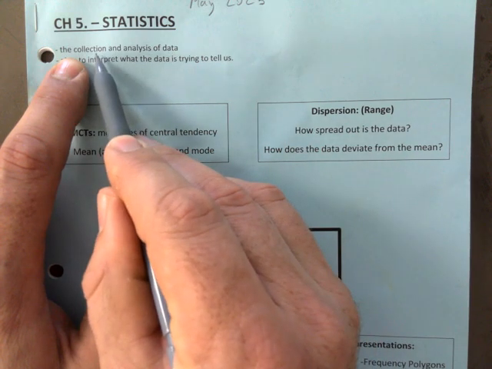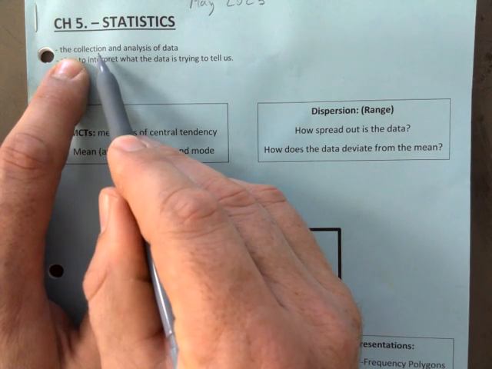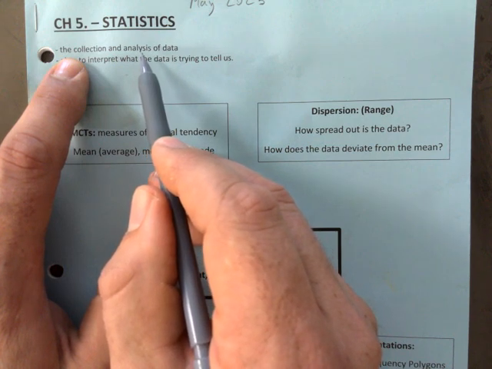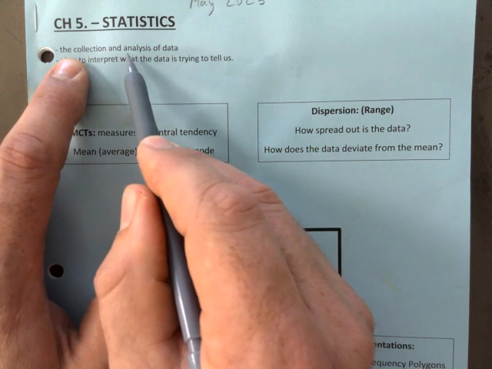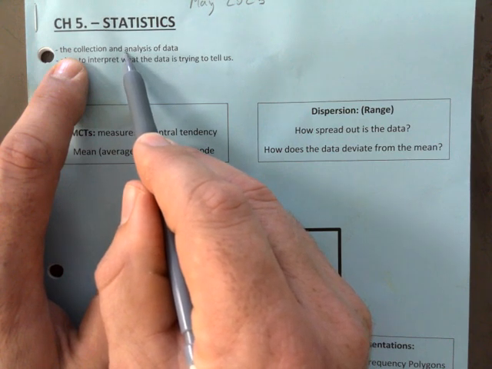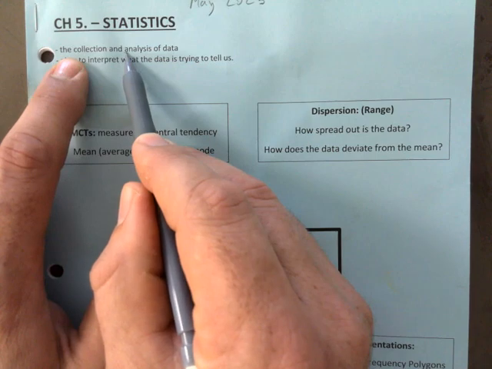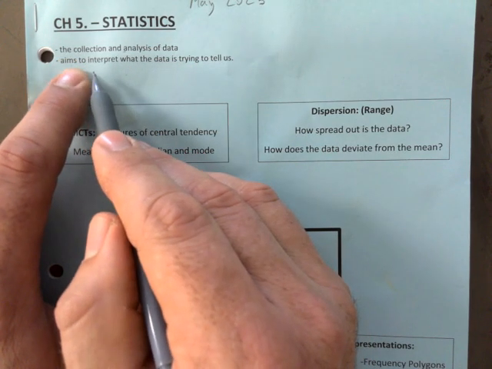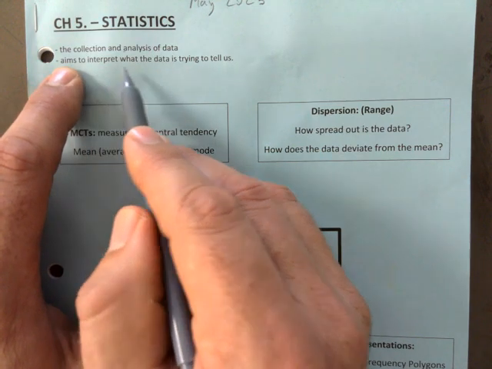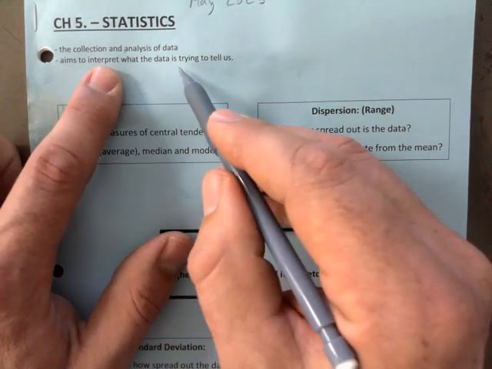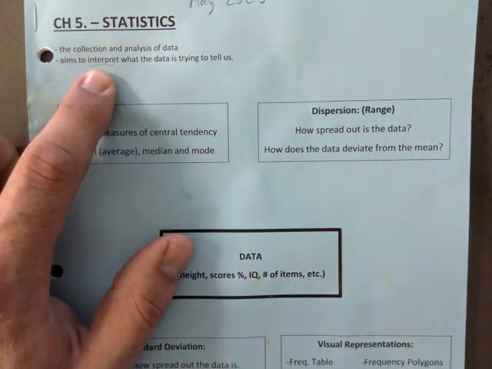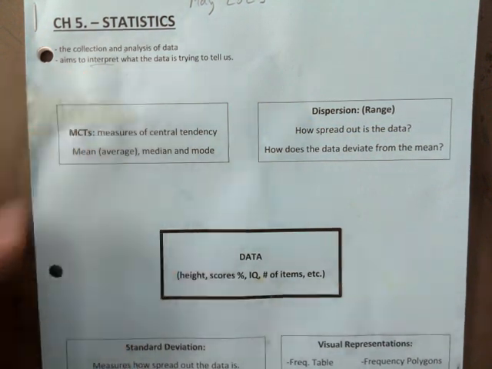So just having a bunch of numbers, just asking a bunch of questions and not really doing anything with it is pointless, right? But it's also important to know what the data is telling me, because you can make wrong conclusions if you don't know how to read it properly. It aims to interpret that data, what the data is trying to tell us, right? So interpret is you're trying to read and see what the data is trying to tell us.